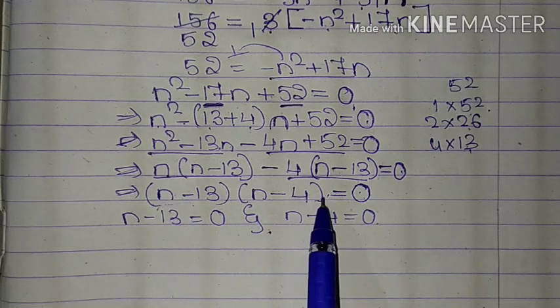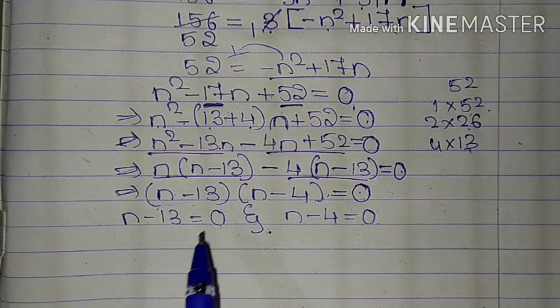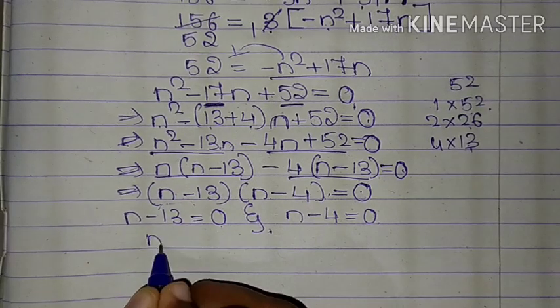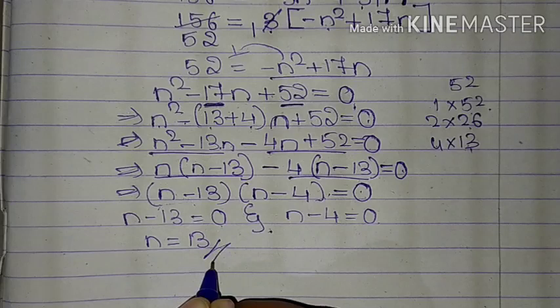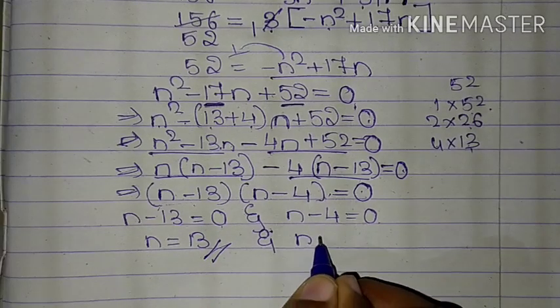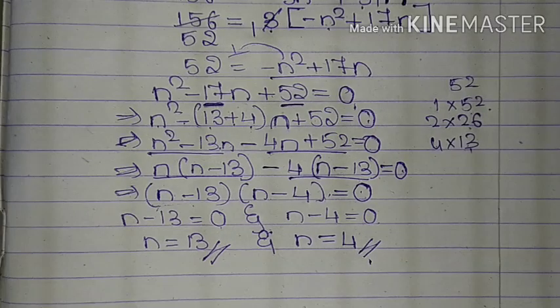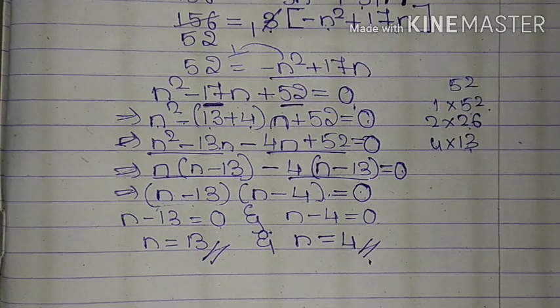We are equating each of the factors to 0 to get the solutions. So n minus 13 is equal to 0, I get n is equal to 13. And similarly, n minus 4 is equal to 0, I get n is equal to 4. So in this case, both the values of n are positive and are natural numbers.